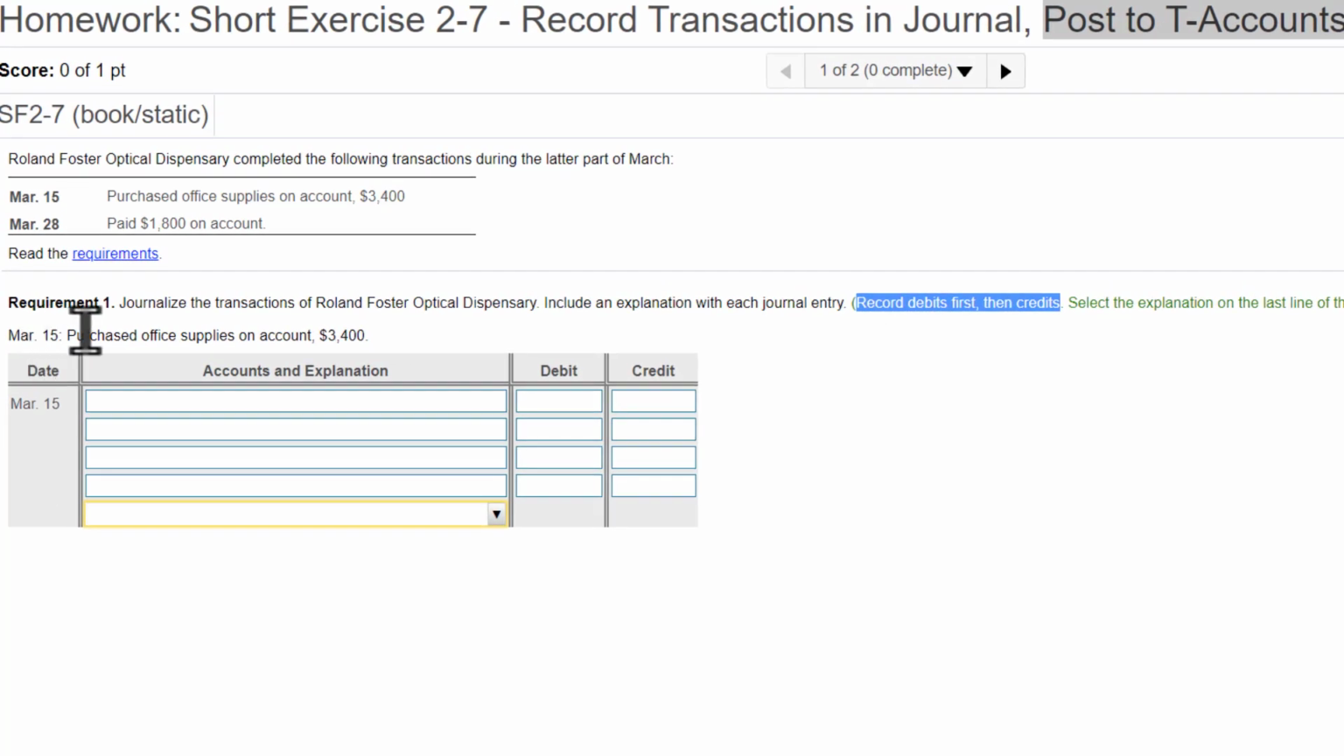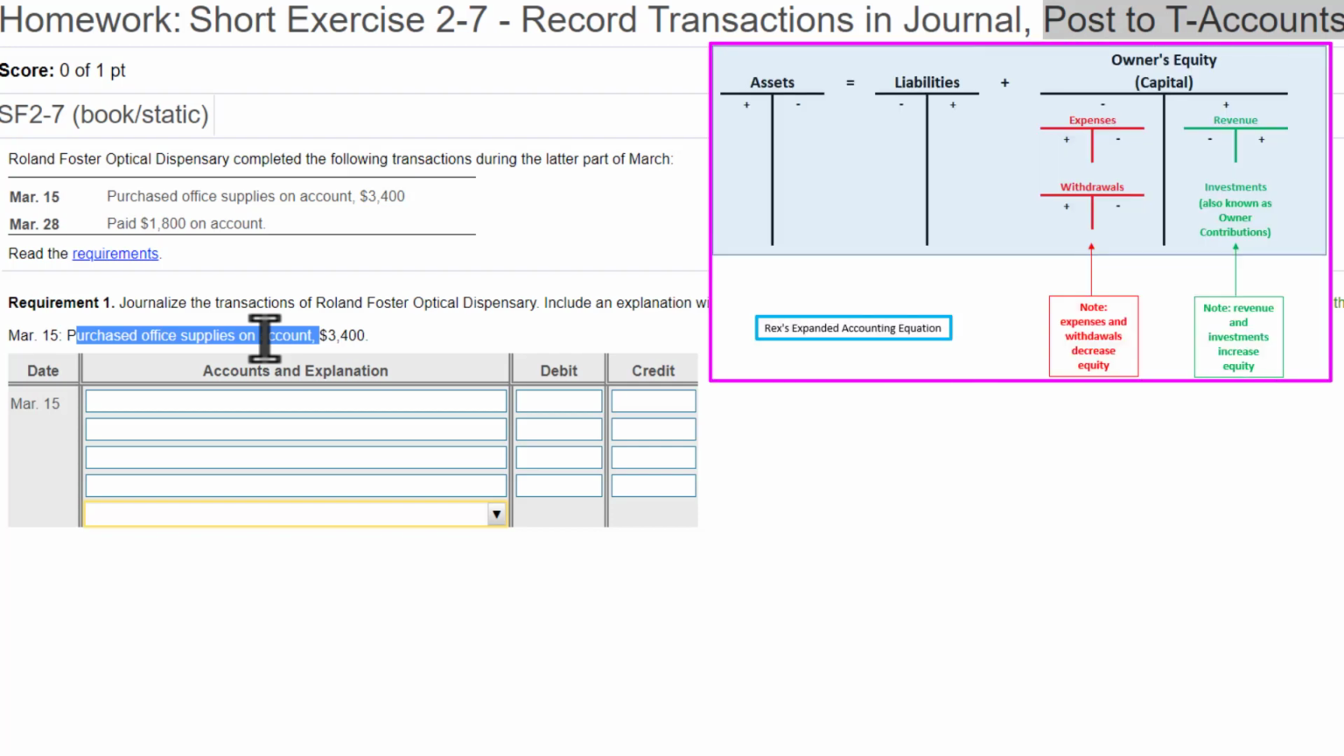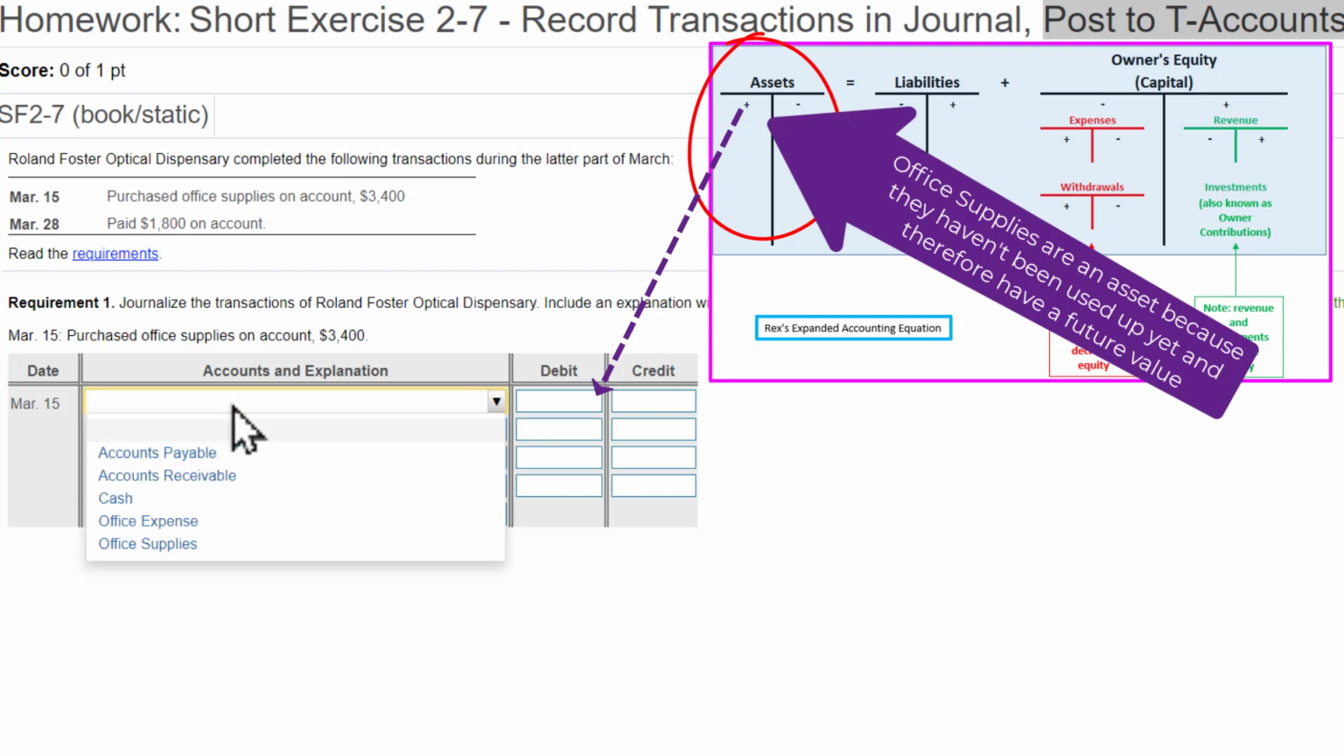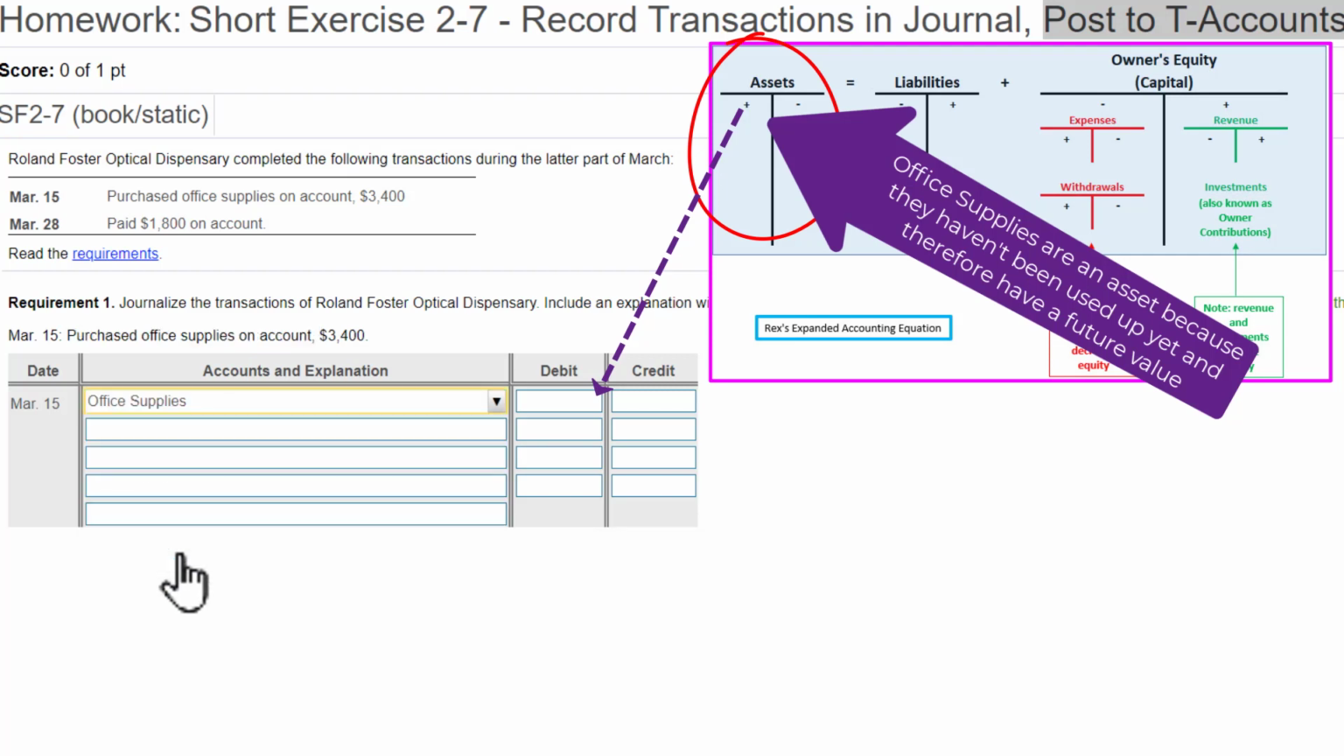So March 15th, purchased office supplies on account. Notice it does not say that these office supplies are used up. Because it does not say these office supplies are used up, they have a future value. And if something has a future value, what type of account is it? That's an asset. All right, so looking at our accounting grid, is this asset increasing? Do we have more office supplies or less? We have more because we just purchased them. Therefore, office supplies is increasing. And how does it increase? With a debit.